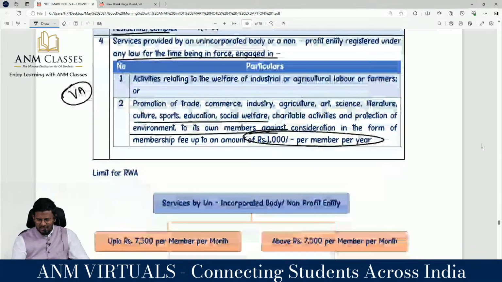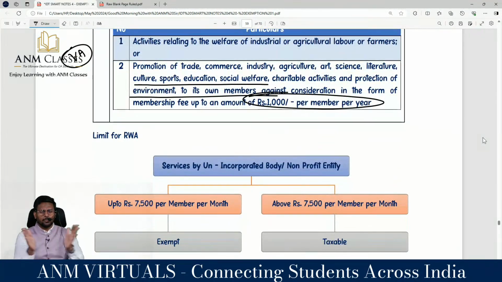So you can classify, a simple classification: unincorporated bodies can be classified into 4 categories. Number 1, trade union, without limit it is exempted. You have started an unincorporated body for the purpose of providing exempt services, without limit it is exempted. You have started an unincorporated body as an RWA, you have to check the monthly consideration. Again classified into 2 categories: maintenance charges per month per member up to 7,500 is exempted; in excess of 7,500, taxable.